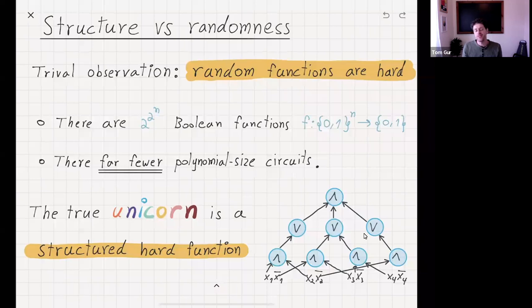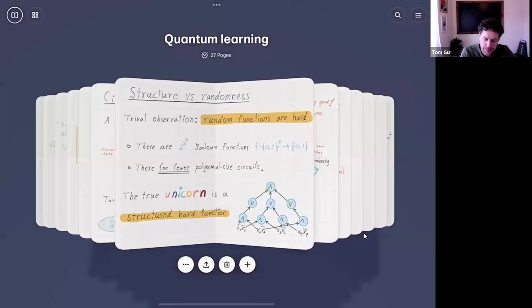And in some sense, finding an explicit function which is hard, an explicit function that we care about, maybe a function that could be in NP, that's like the unicorn of complexity theory. It's something that we all seek, and that's the main goal of all of complexity theory.